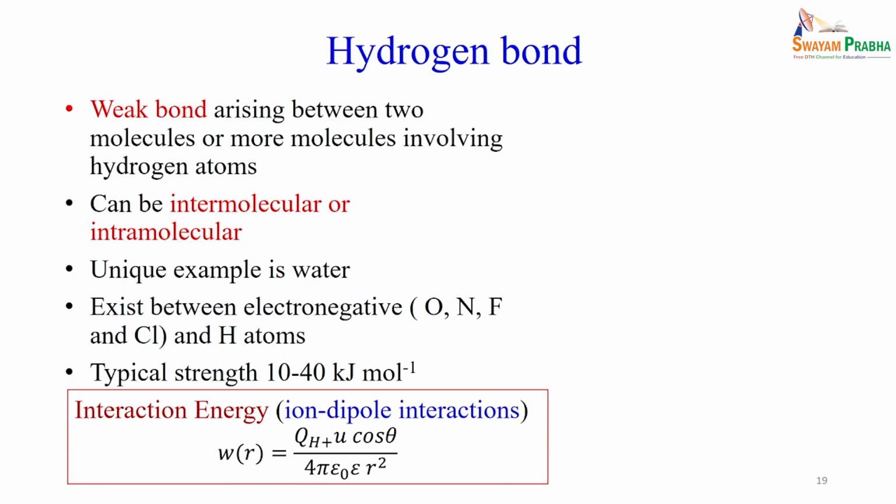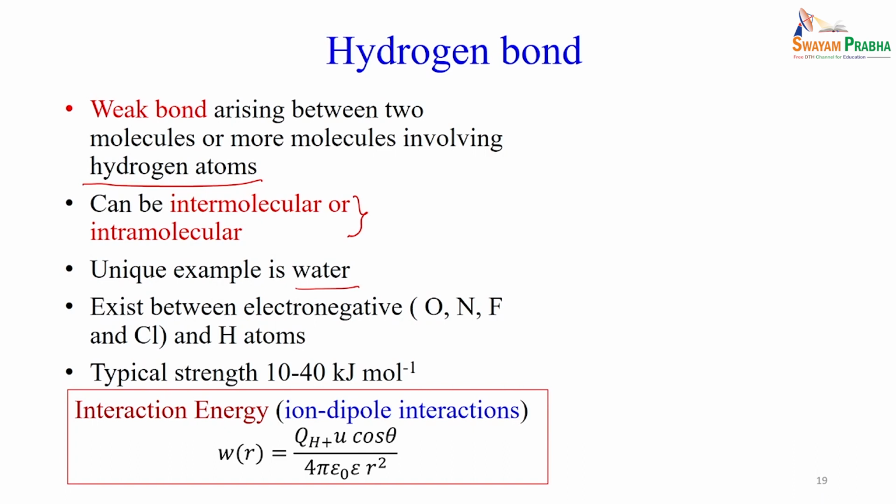So, other forces are, one is the hydrogen bonds. These are weak bonds which arise between two molecules involving hydrogen atoms. So, if there is a hydrogen atom, there is a possibility of formation of hydrogen bonds, and these hydrogen bonds may be intermolecular or intramolecular. And one unique example is water. See, water is a very small molecule, but because of the presence of hydrogen bonds, it has a very high melting point, very high boiling point.